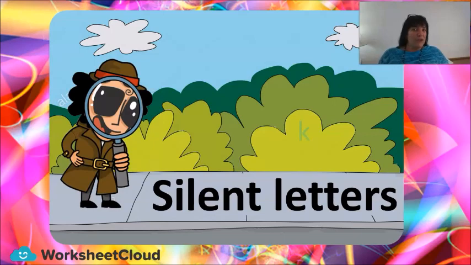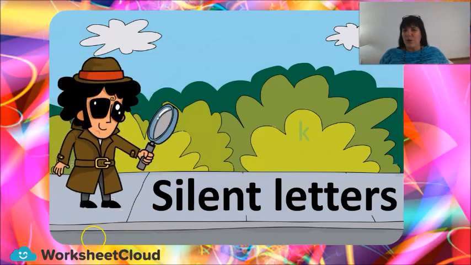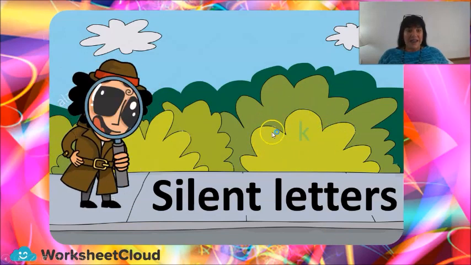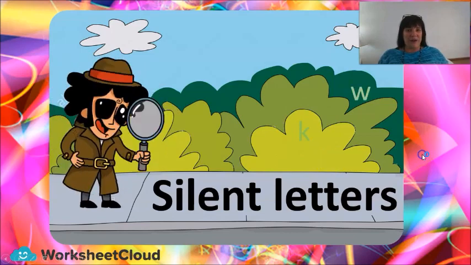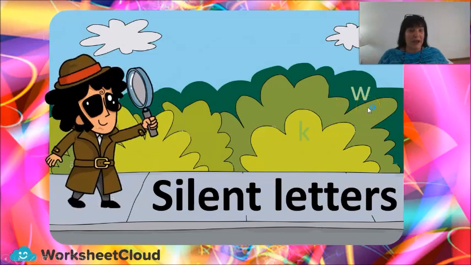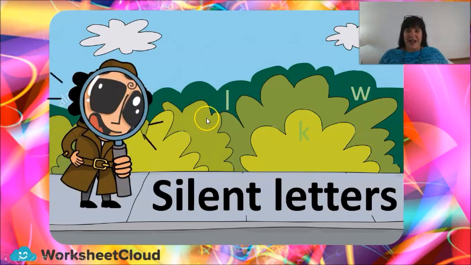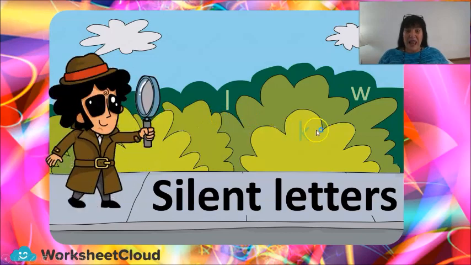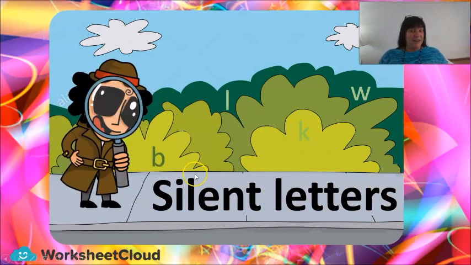Oh, can you see one? Oh, it looks as though it's disappeared into the bushes. But I see a silent K. Oh, let's look for another one. Oh, a silent W. A silent L. A silent B. I think we found the four that I was looking for today. Let's carry on.